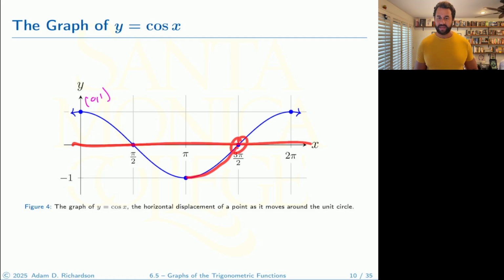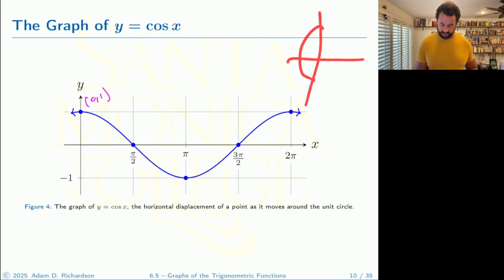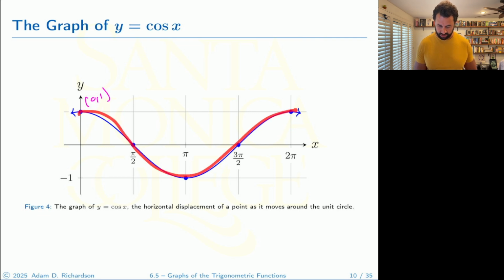So you're on the x-axis when y equals 0. And then continuing even further, now the horizontal displacement is going to be positive until it goes back up to 1. And that's how you get that graph. Just like that. Practice that swoopiness.